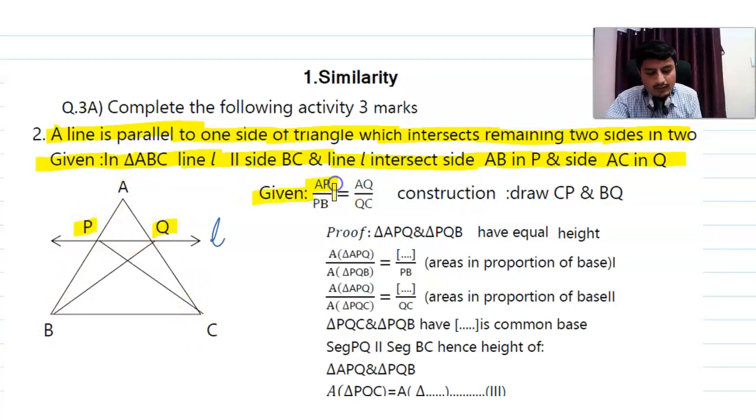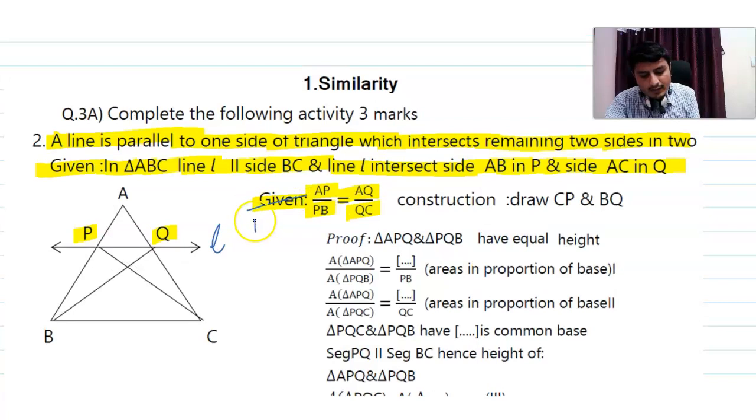So we have AP divided by PB equals AQ divided by QC. Actually, it is not the given data. Here we have to prove this: AP divided by PB equals AQ divided by QC. Let us have the construction. Draw the segments CP and BQ. So now we have the proof.